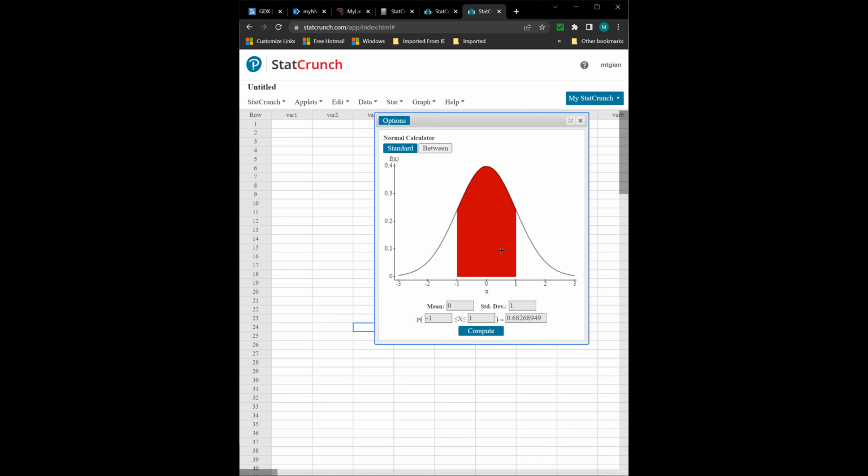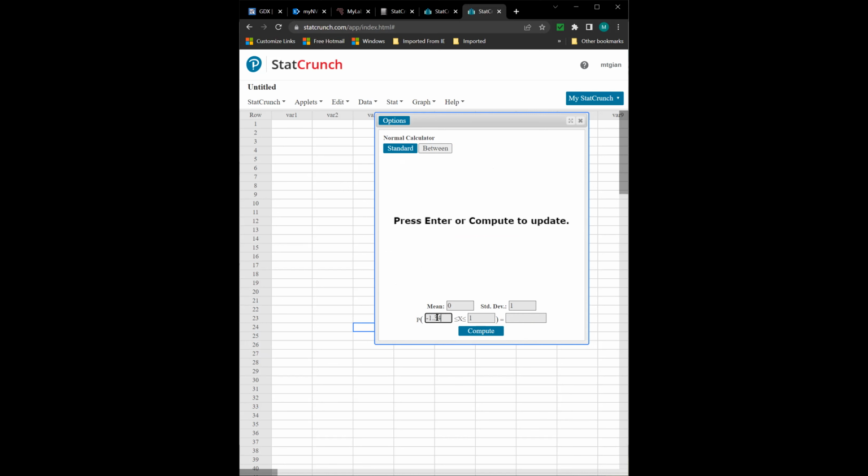And so if you want just the stuff in the tails, and the only option is to get the stuff in the middle, you can still find the stuff in the tails by taking the total, which is 1, and subtracting what's in the middle, and that will give you the stuff that's outside. All right, so we have negative 1.34, and then positive 1.34.